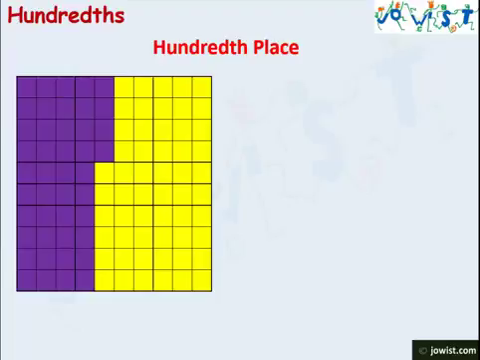Similarly, 56 small squares are shaded yellow, 5 complete columns and 6 small squares. Another way of finding the shaded yellow part is to minus 44 from 100. 100 minus 44 is 56. Therefore, we have 56 yellow small squares.